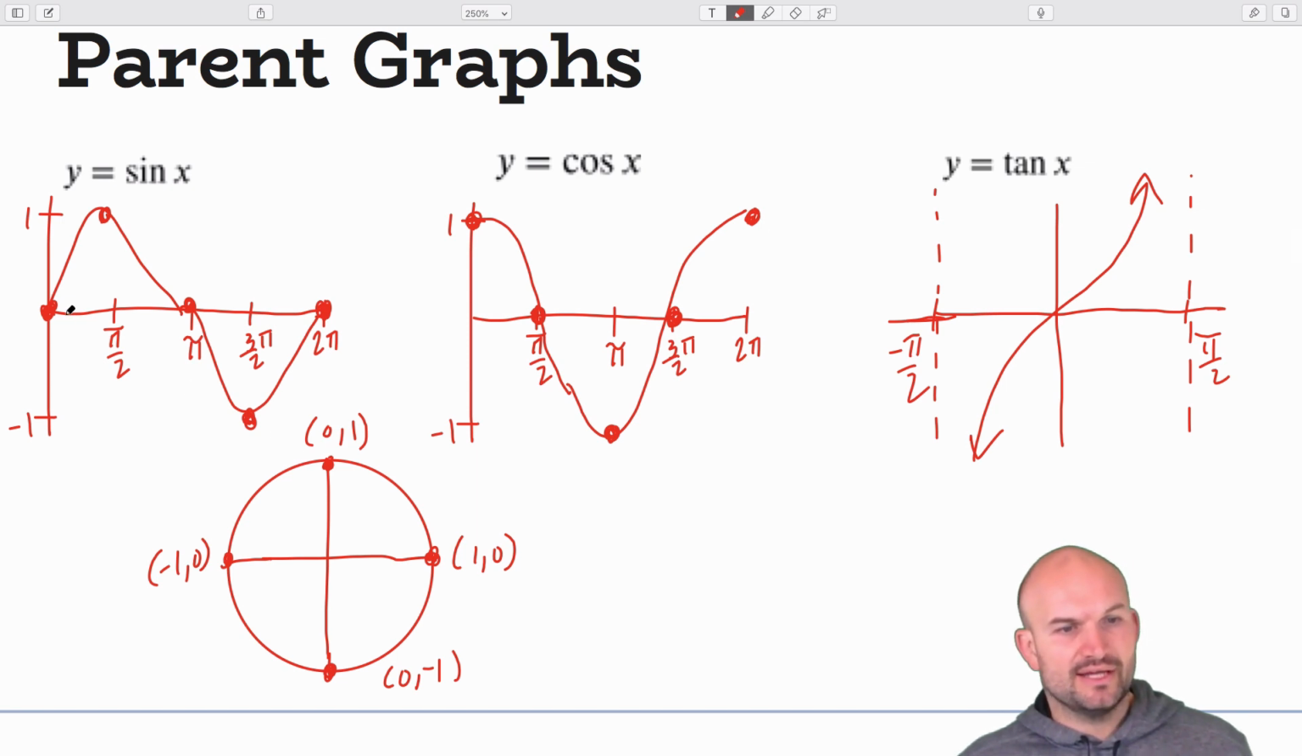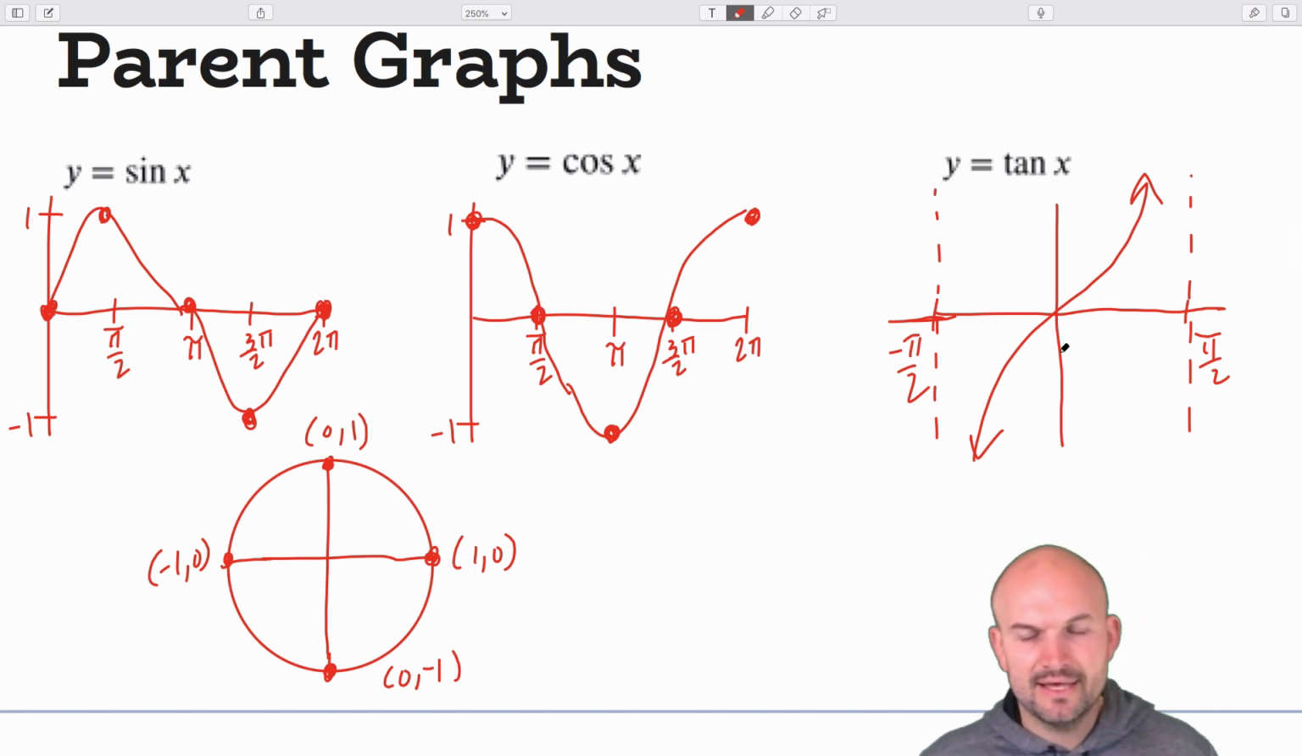And again, you can just see that this represents all the y coordinates for each angle: 0, 0; pi halves, 1; pi, 0; 3 pi halves, negative 1; 2 pi, 0. This one represents the x coordinates of these points: at 0, 1; at pi halves, 0. So you can kind of see how that relates.